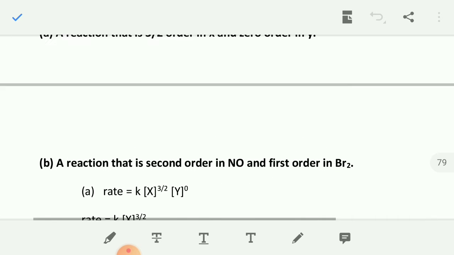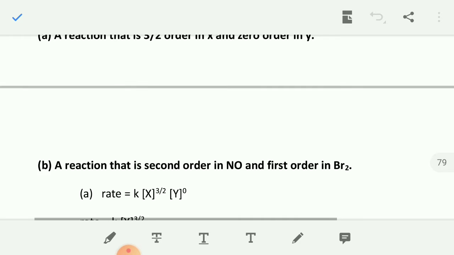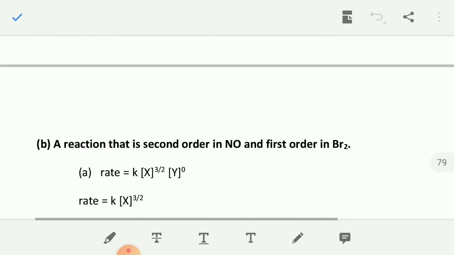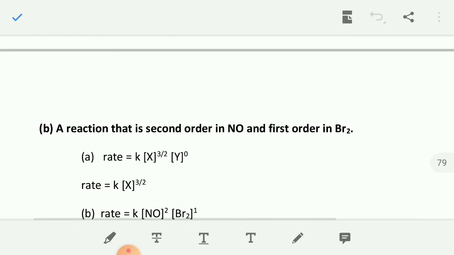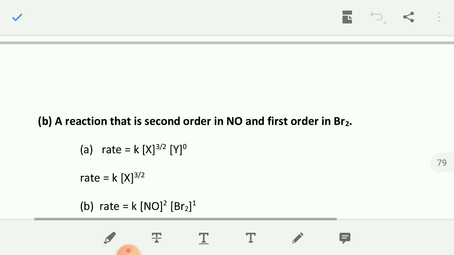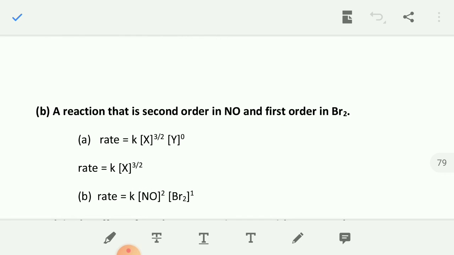Rate equals k. What is the order in X? 3 by 2. What is Y? 0. So rate equals k X to the 3 by 2 Y to the 0. Rate equals k X to the 3 by 2. Because Y is 0, rate equals k X to the 3 by 2.